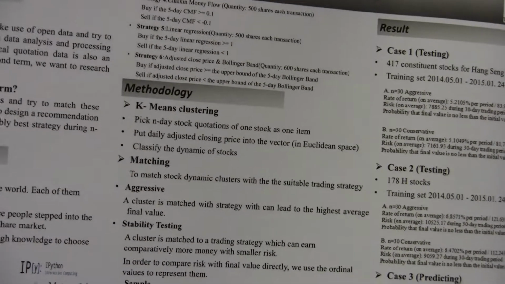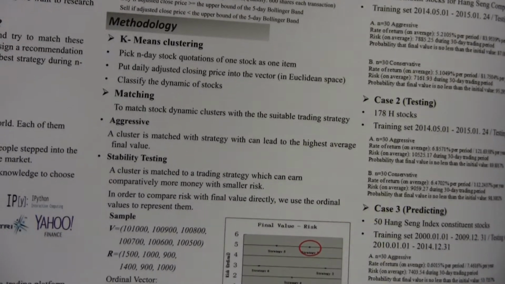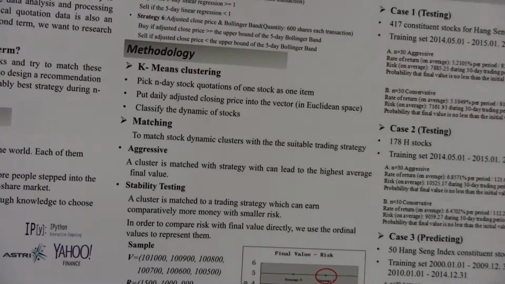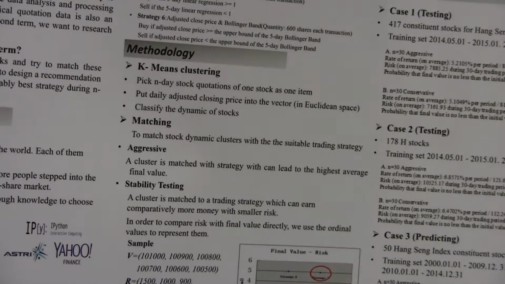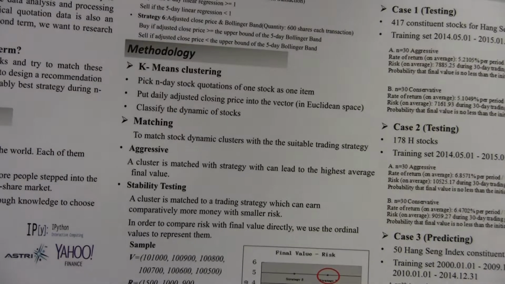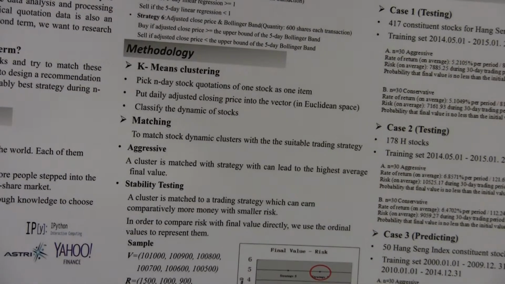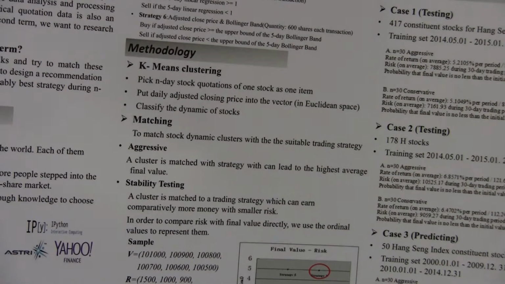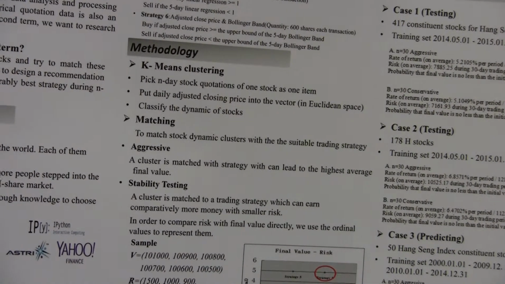In our FYP, we want to recommend our users the most suitable trading strategy according to the dynamic, or say trend, of the stocks. So we first do clustering on the dynamic of stocks, and then after we get the clusters, we match the cluster with the most suitable trading strategy, and after that we do the testing and some predicting work.